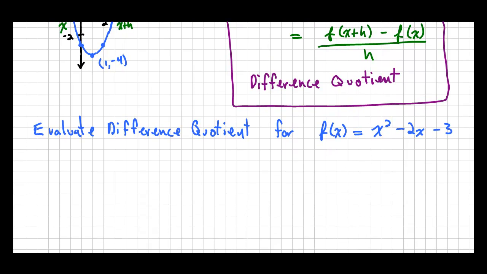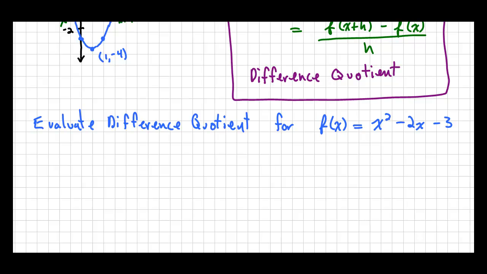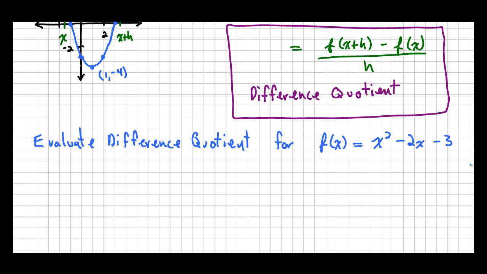All right. So do exactly what the difference quotient tells you to do. So we're trying to find f of x plus h, and then minus f of x. Then it's going to be all over h. And you're going to want to simplify that as much as possible.